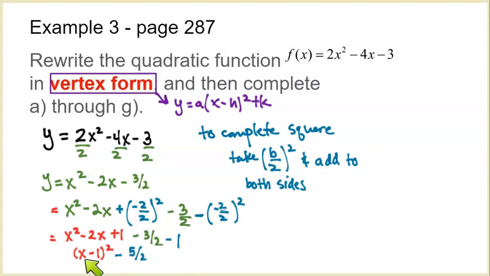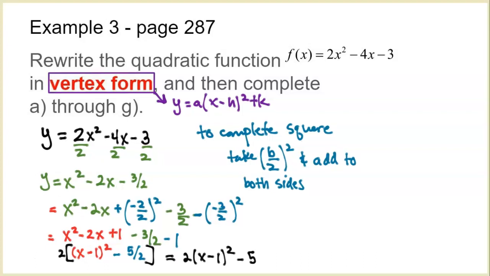I'm not done yet, because remember earlier, I had to divide everything by 2 in order to get to this point. So I have to bring that 2 back. Since I divided by 2 earlier, to bring that 2 back, I'm going to be multiplying by 2. And so I multiply by 2 so I can get my original function back. And this is my original function that represents this graph here.